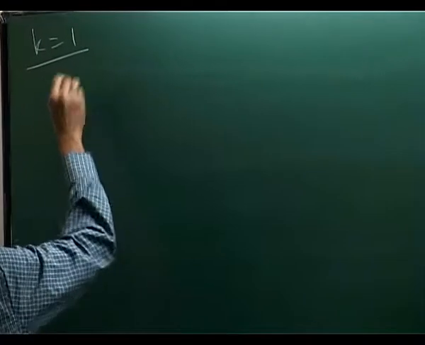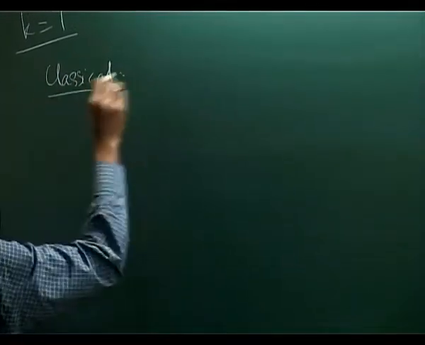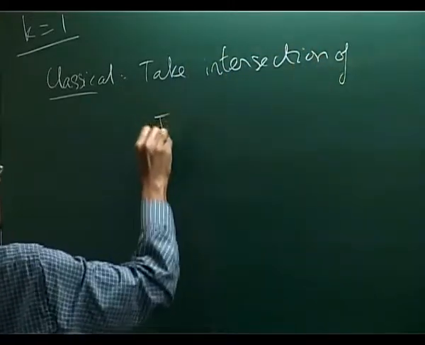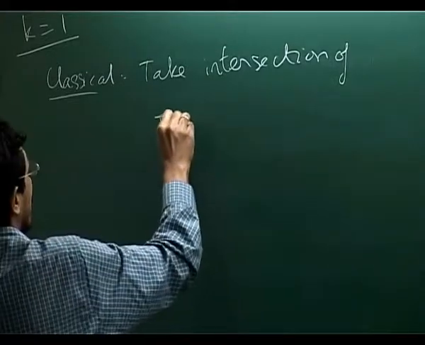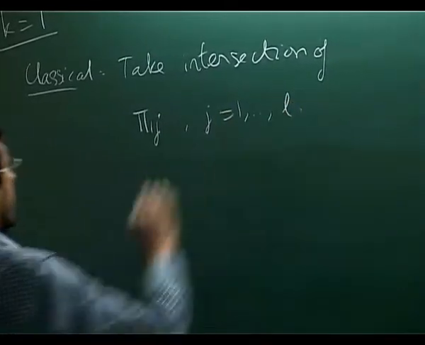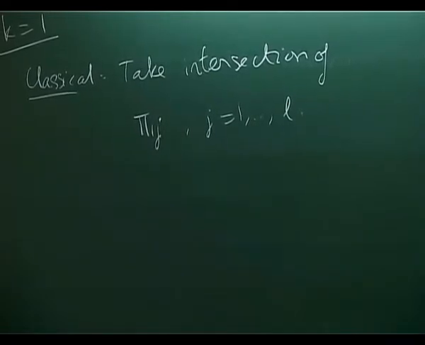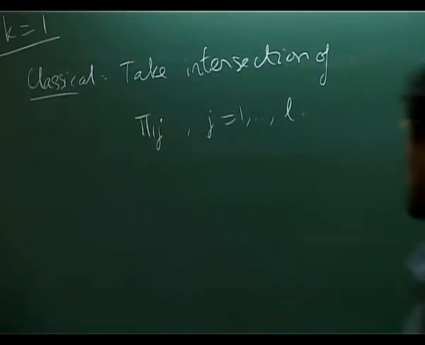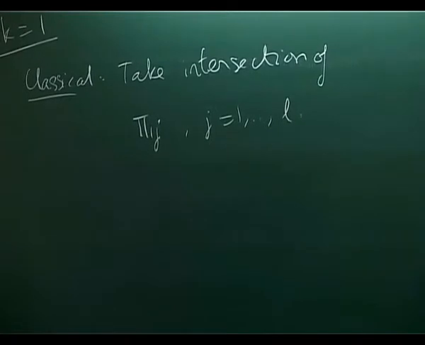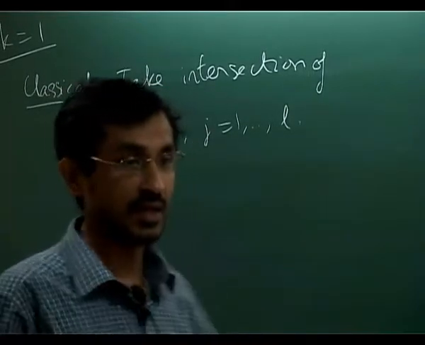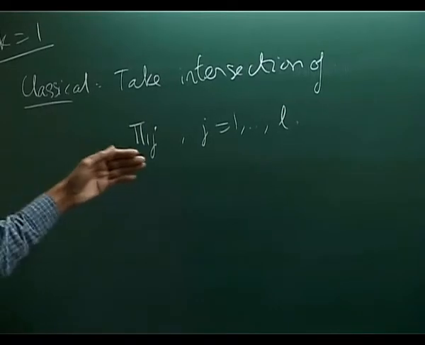So classically, what was the idea? Take the intersection of these sets. We have tests pi 1j. Quantumly, we have subspaces, so what do we do? Intersection will usually be the zero subspace, so we cannot quite do that. We saw one of the attempts which doesn't work, in the context of the multiple access channel. So another idea would be maybe to take some kind of product of the pi ij's.